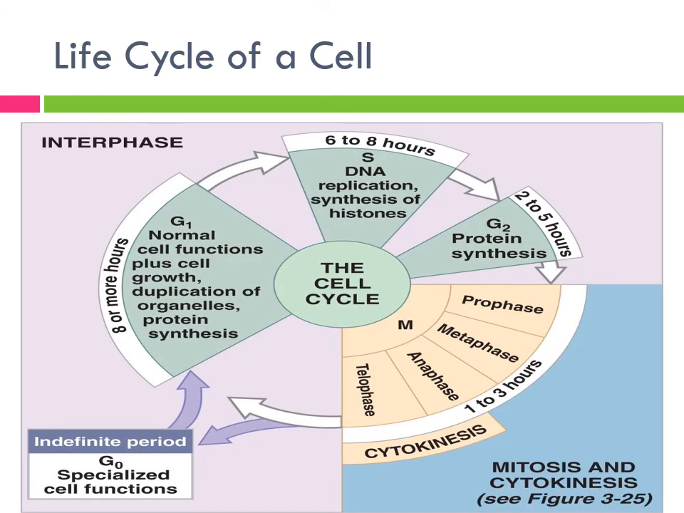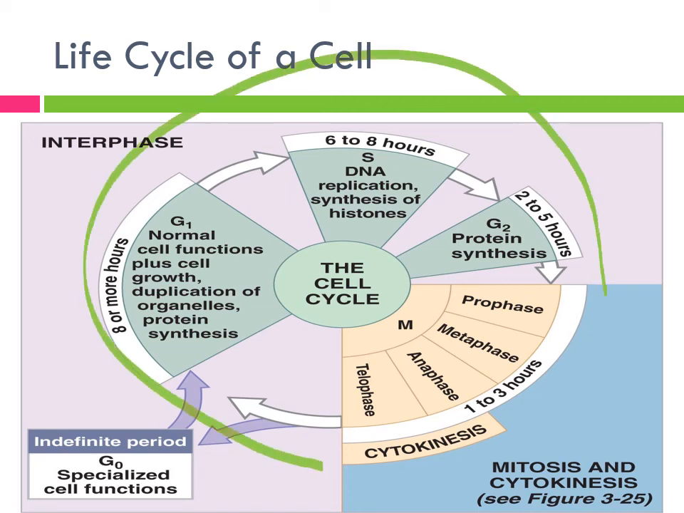So here's our life cycle. Interphase is all of this in purple, and that is our non-dividing state. Then mitosis and cytokinesis occur when a cell is ready to divide. Mitosis is made up of prophase, metaphase, anaphase, and telophase. You can read about those in your book.